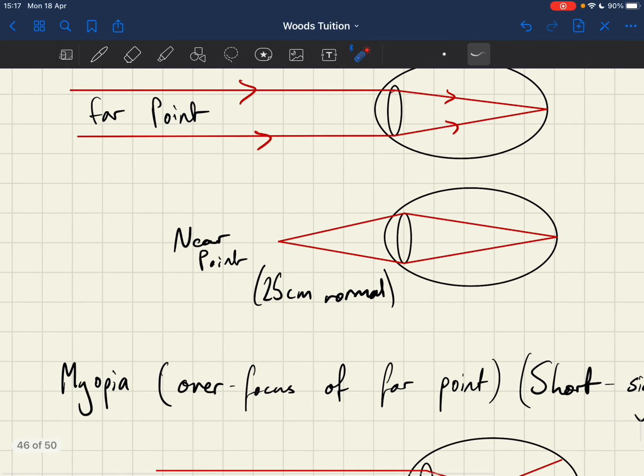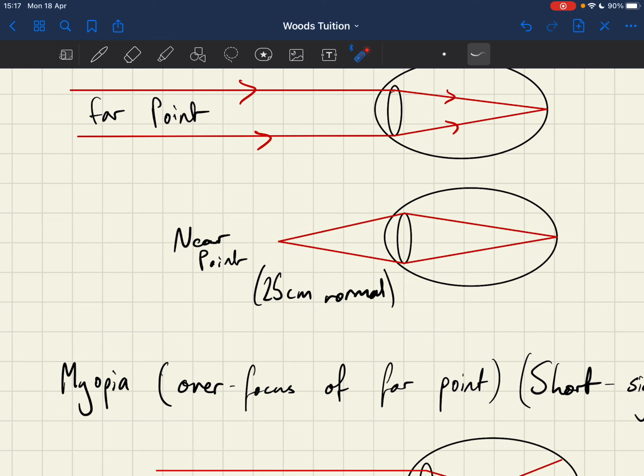If an object is close, it will converge the image onto the back of your eye, and the lens will get thicker and more powerful whenever it does so. So that's how a healthy eye should look. If you don't need glasses, this is how your eye operates, okay?